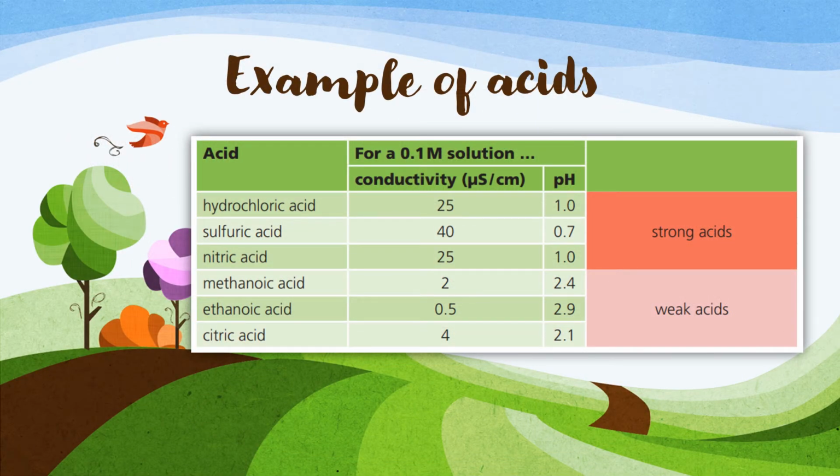So some examples of acid. We have here hydrochloric acid. You don't actually need to memorize about the conductivity, but maybe you need to have a general idea about the pH. As we mentioned earlier, for most of the strong acids, the pH lies between 0 to 2. Okay, so we have here some examples of weak acid as well. We have methanoic acid, ethanoic acid, and citric acid.